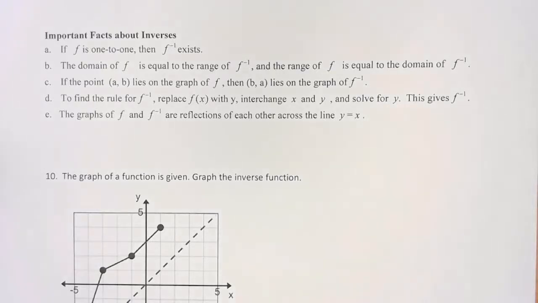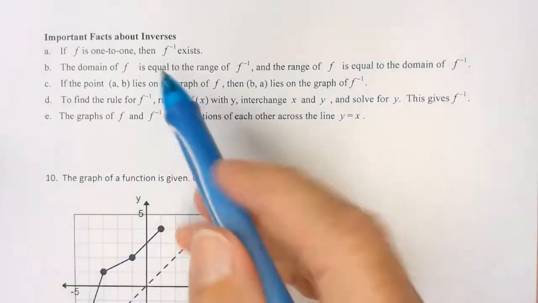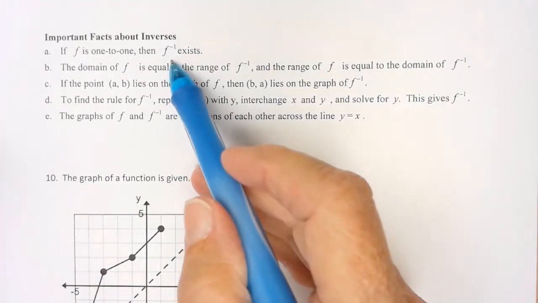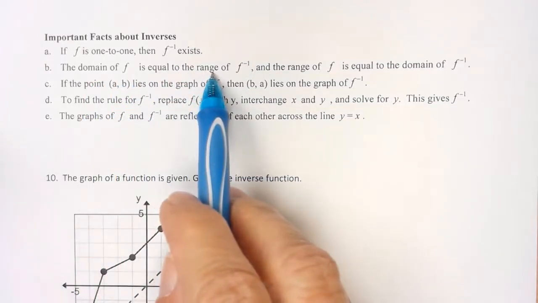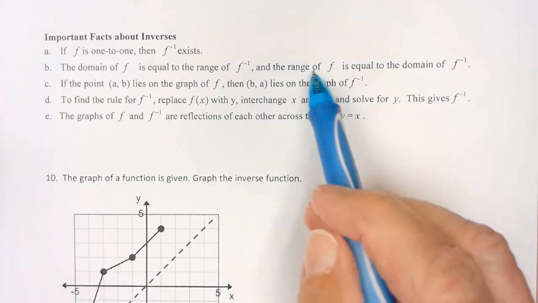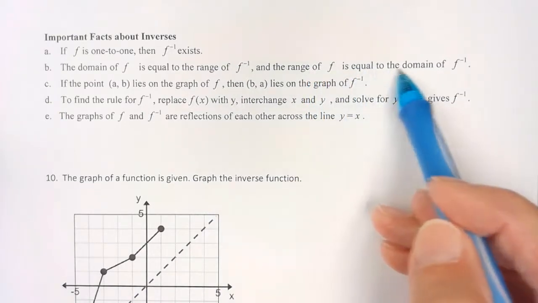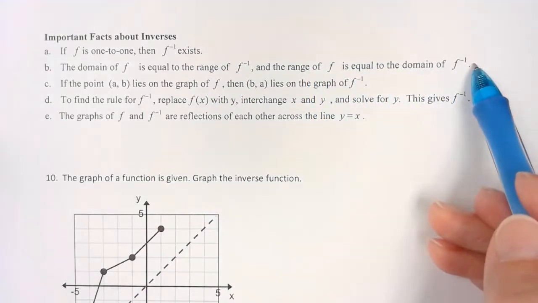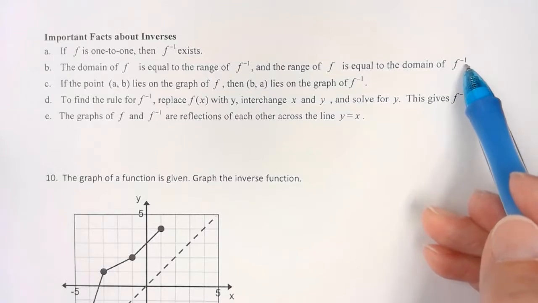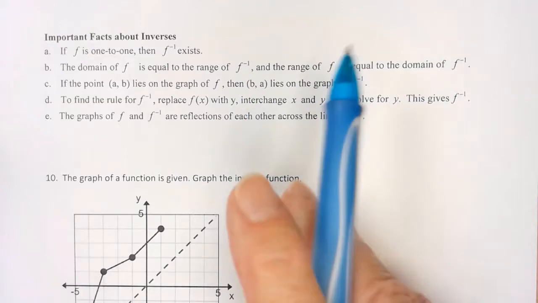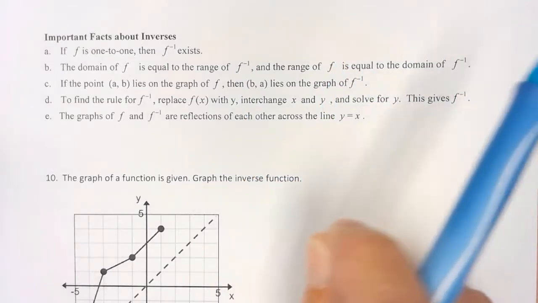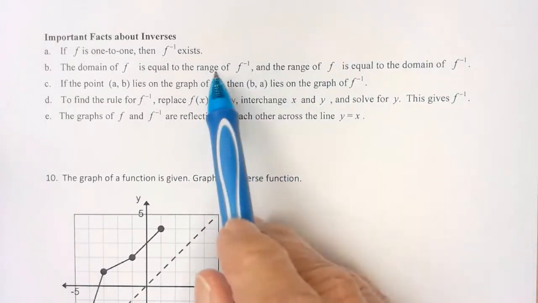Now, some important facts about inverses. If f is 1 to 1, then its inverse exists. The domain of f is equal to the range of f inverse, and the range of f is equal to the domain of f inverse. If you remember the other way to find the actual inverse, you flip-flop, you interchange the x and the y values. This is all this is saying.